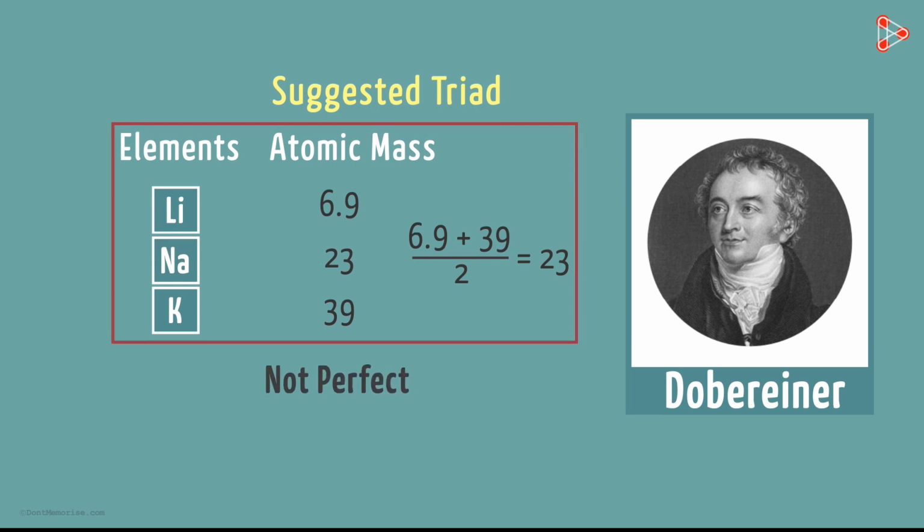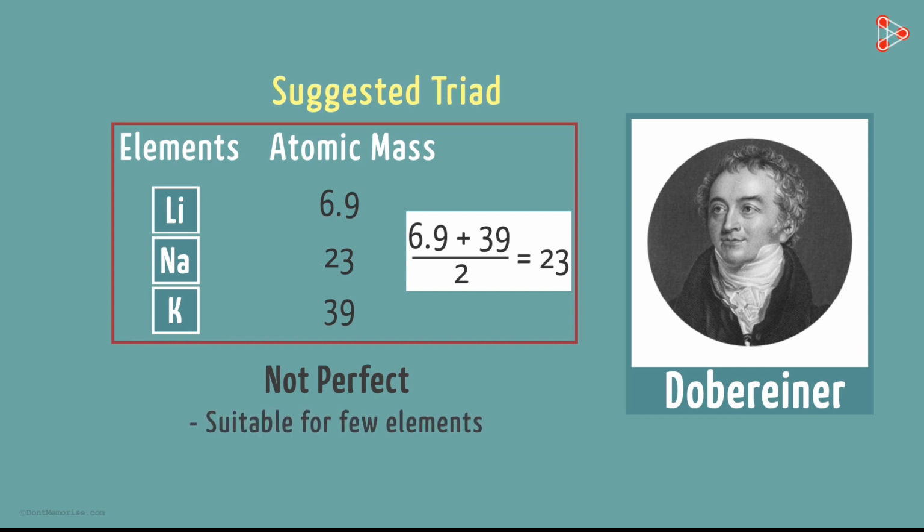However, this is not a perfect method of classification because not all elements follow this principle when arranged in triads. Also, when Dobereiner had put forth the system, only a few elements were known to him. With the discovery of newer elements, this system of grouping elements didn't really work.